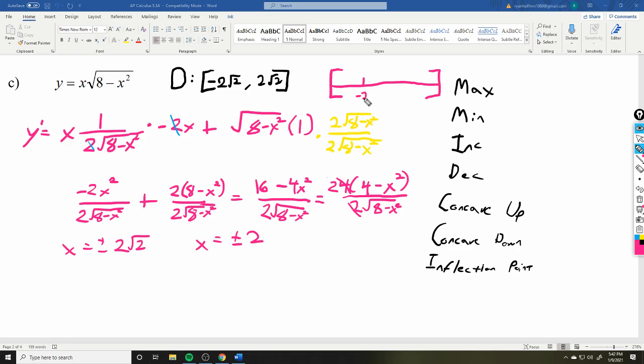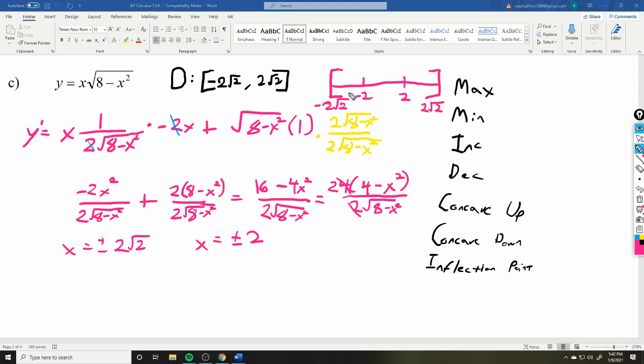We have negative 2, we have positive 2, and then we have our endpoints. And so we're going to need to get each interval and figure out what we have here. So let's see. Between negative 2 root 2 and positive 2 root 2, I'm going to go ahead and use this form of it. And we'll say the bottom's always going to be positive because it has to be. If it's not positive, then it doesn't exist. So this top is all that matters. So really, we're interested in the 4 minus x squared piece.